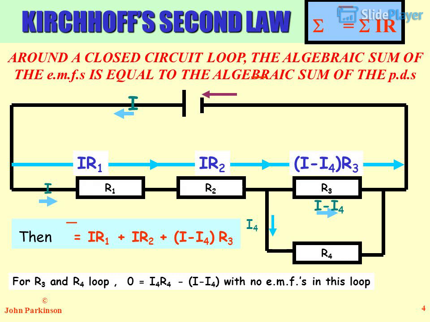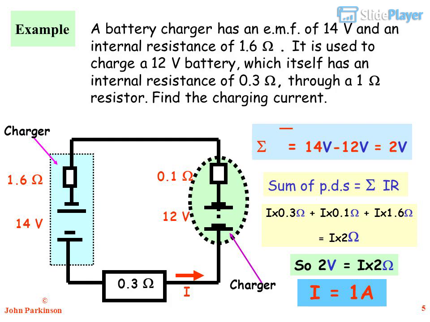Example. A battery charger has an EMF of 14 V and an internal resistance of 1.6 ohms. It is used to charge a 12 V battery, which itself has an internal resistance of 0.3 ohms, through a 0.1 ohm resistor. Find the charging current. The net EMF is 14 volts minus 12 volts equals 2 volts.